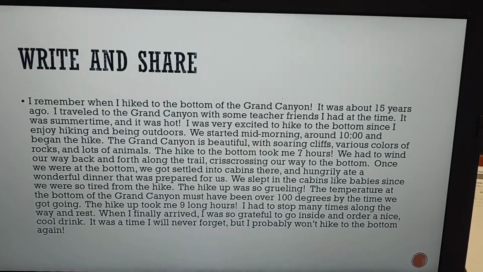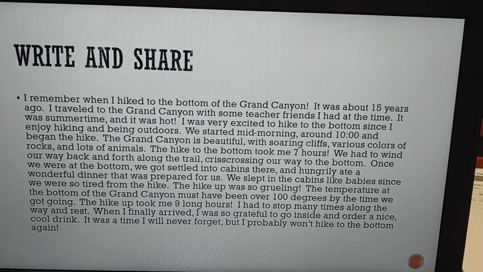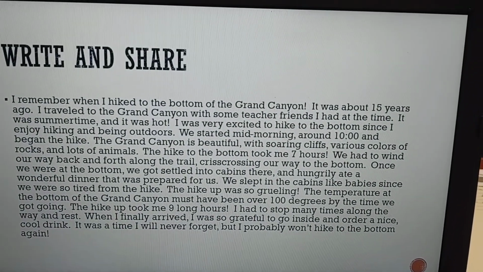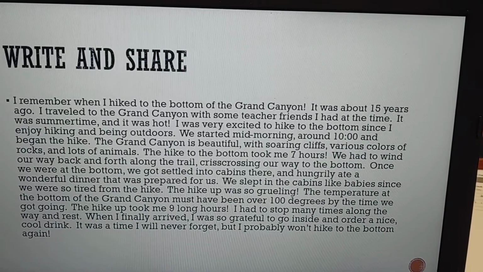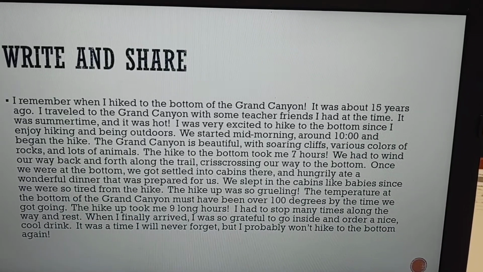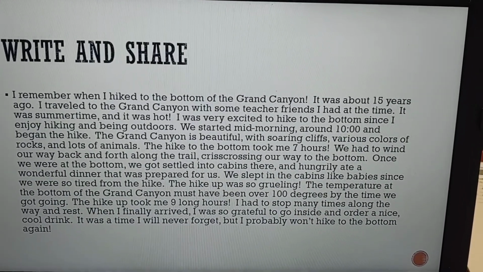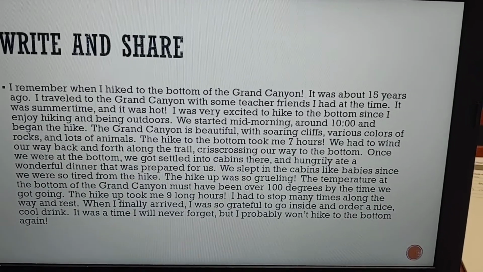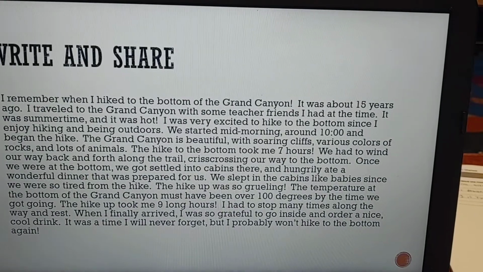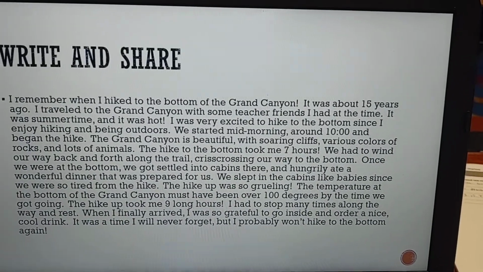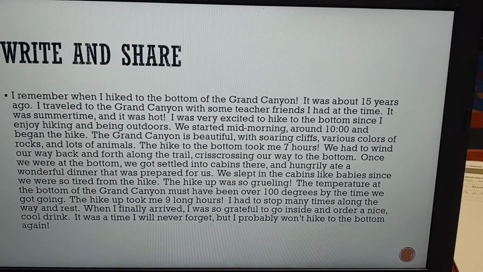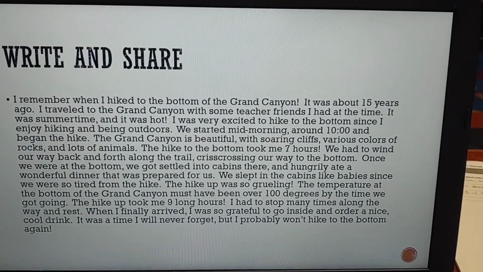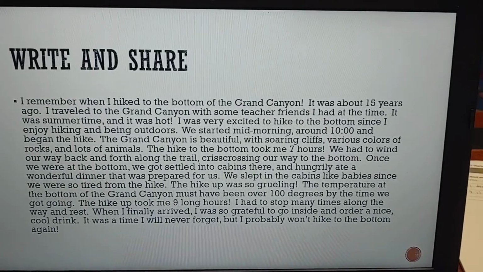Once we were at the bottom, we got settled into cabins there and hungrily ate a wonderful dinner that was prepared for us. We slept in the cabins like babies since we were so tired from the hike. The hike was so grueling. The temperature at the bottom of the Grand Canyon must have been over 100 degrees by the time we got going. The hike up took me 9 long hours. I had to stop many times along the way and rest. When I finally arrived, I was so grateful to go inside and order a nice cool drink. It was a time I will never forget, but I probably won't hike to the bottom again.